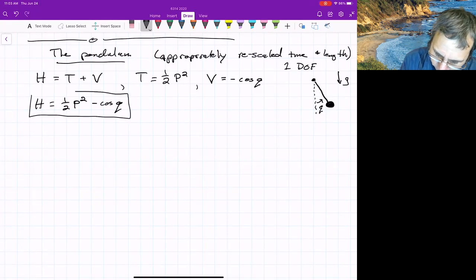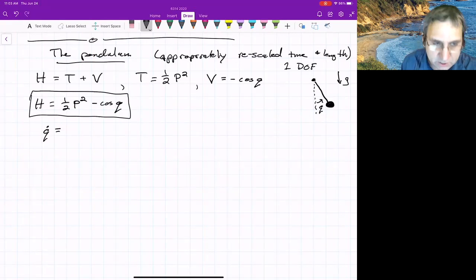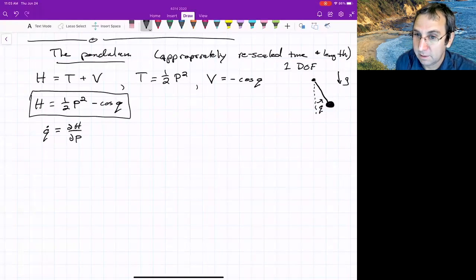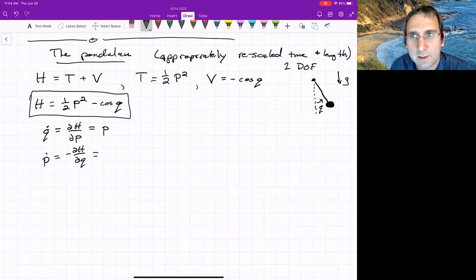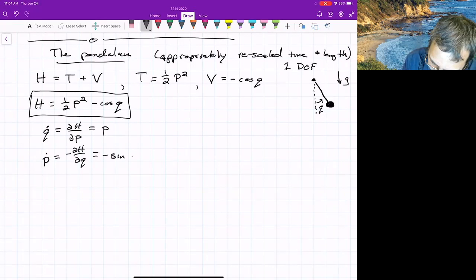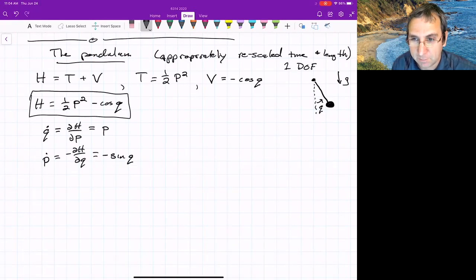And we could write Hamilton's equations. Q dot is partial H partial P, which gives us P. It's easy. P dot is negative partial H partial Q. I always get confused with derivatives of sines and cosines. This works out to be negative sine Q. We could simulate that, or the trick we learned last time is that you could just look at isocontours of H.